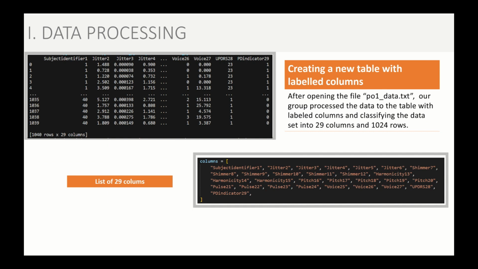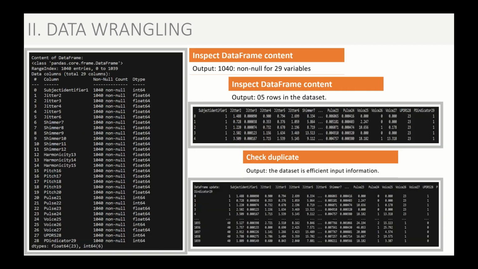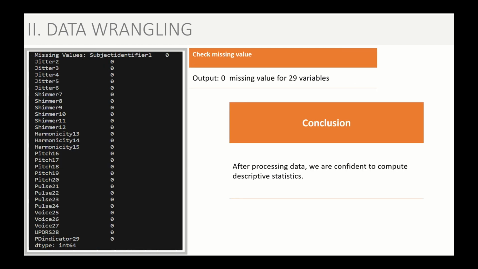In this step we want to match 29 columns with 29 labels of sound variables. After matching those, we compile code to check whether data has missing values, is redundant, or is duplicated. Our output is that we have 0 missing values, no redundant data, and no duplicate data for 29 variables. So to conclude, after processing the data, we are confident to compute the descriptive statistics.